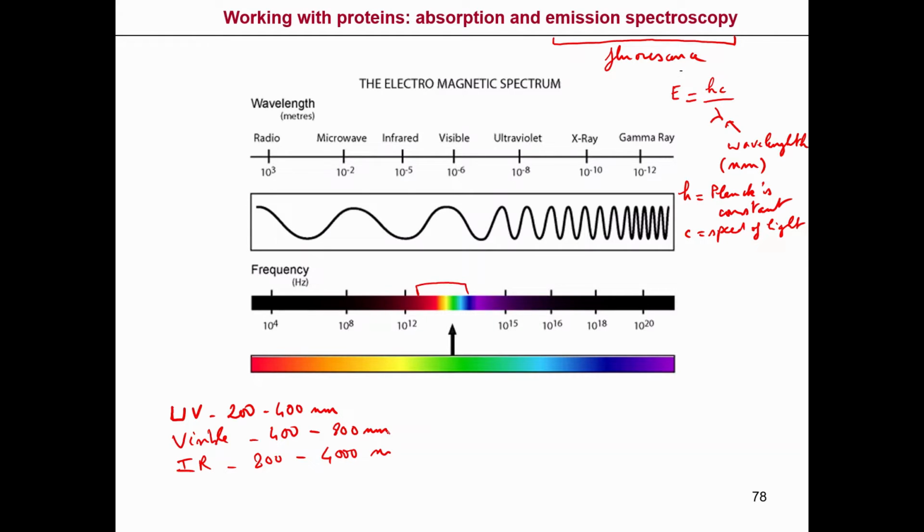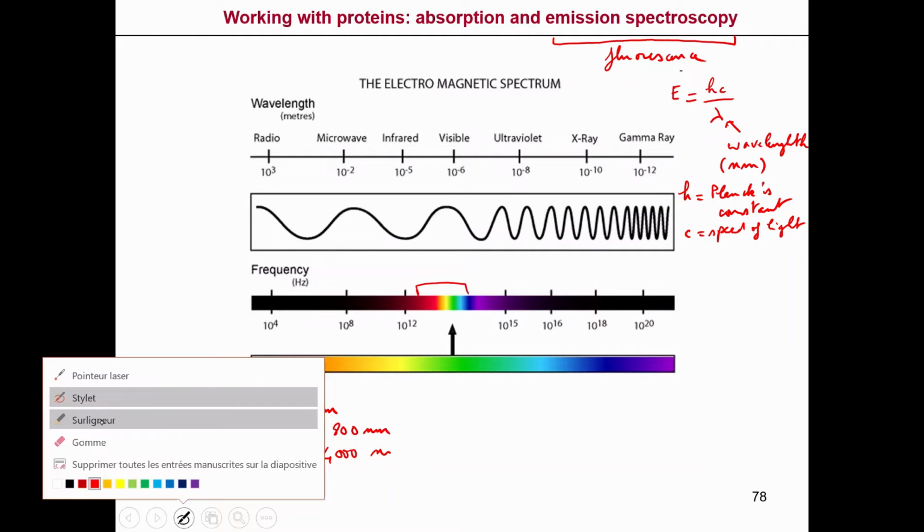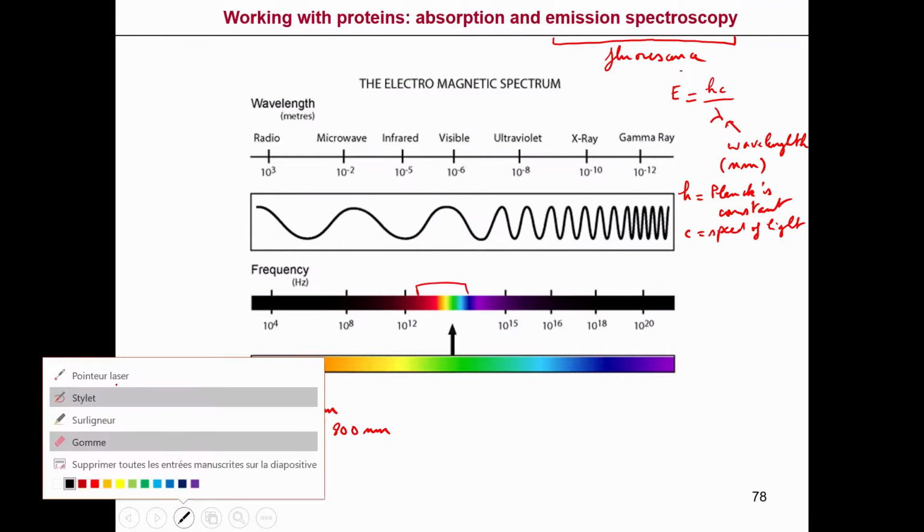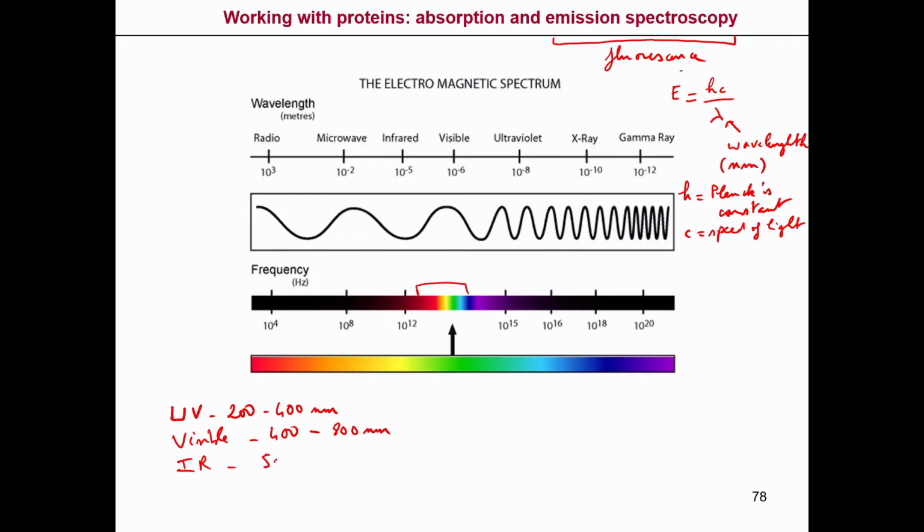Sorry, no. For the infrared we use another unit, which is 400 to 4000 centimeter minus 1. This is the wave number, and it is the opposite of the wavelength.